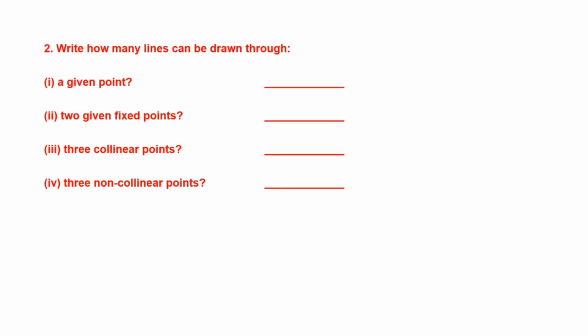Next one, write how many lines can be drawn through all these 1, 2, 3, 4. Now suppose you have 1 point, how many lines can you draw through these? So I can draw many lines like this through that single point. Through one single point, I can draw many lines. So you can either write many or you can write infinite. Infinite means countless, you can't count, unlimited.